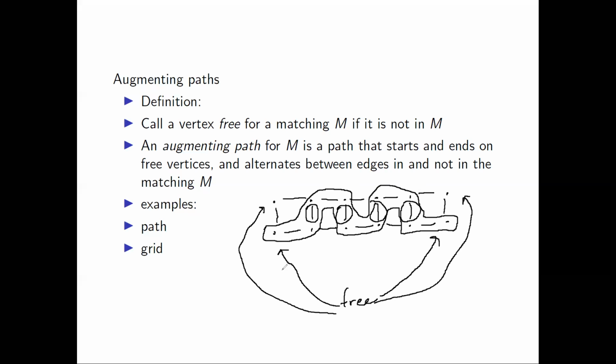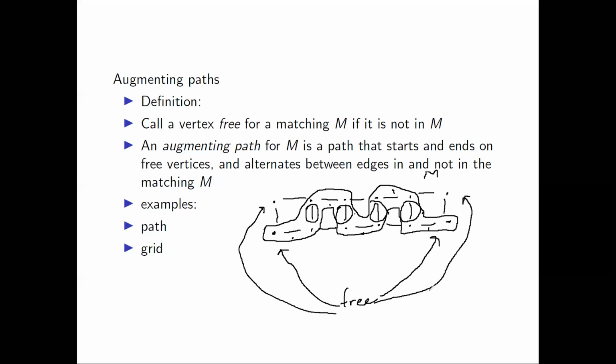Yeah. So our start and our end vertices, they're both free. And our edges, they alternate between being not in and being in the matching. So M will be our matching. First edge is not in it. Second edge is in it. Third edge is not. Fourth is in. Fifth is not. Sixth is in. Seventh not. Eighth is in. Ninth is not. Yeah, so that's good.